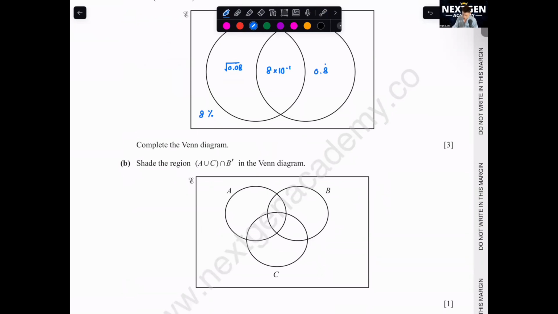Question B, shade the region A union C intersect B prime. First, where is A union C? A union C means everything of A and C. Then we want to find the intersection with B prime. B prime means outside of B, means this section here. Everything outside of B. This part here also, this part in the middle. No more. So only this section here.